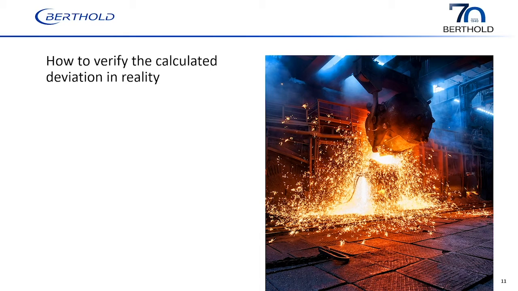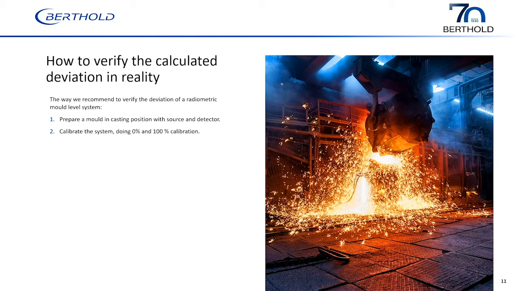So now we have calculated our expected deviation. How do we verify this in reality? The way we recommend to verify the deviation of a radiometric mold level system is, first, we prepare a mold in casting position with source and detector. Then we calibrate the system, performing 0 and 100% calibration.